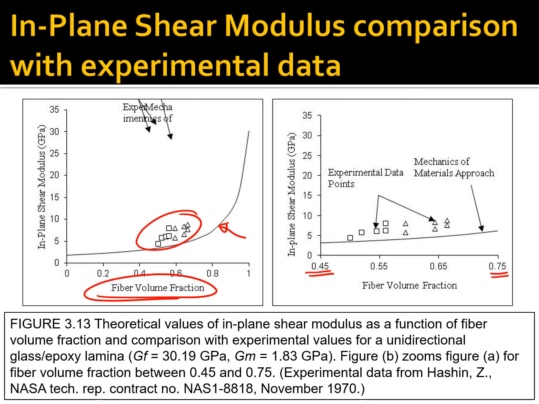out, hey, these are the experimental data points, and this is what you get from the mechanics of materials approach. So there's a big difference between the two. And how do we account for that? And that's something which we'll do in the next section.